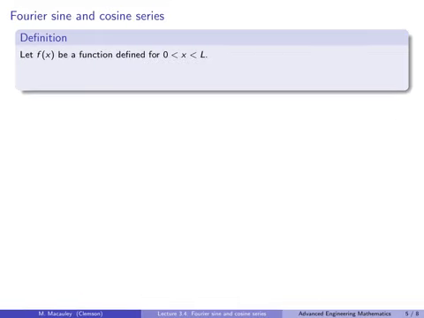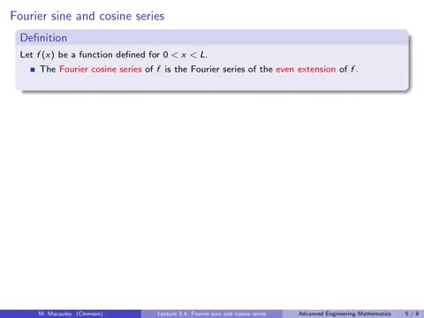So here it is formally. Let f of x be a function defined from 0 to L. The Fourier cosine series of f is the Fourier series of the even extension of f, and the Fourier sine series of f is the Fourier series of the odd extension.